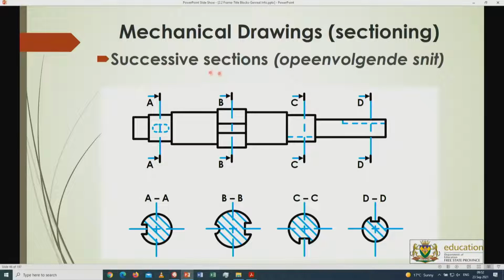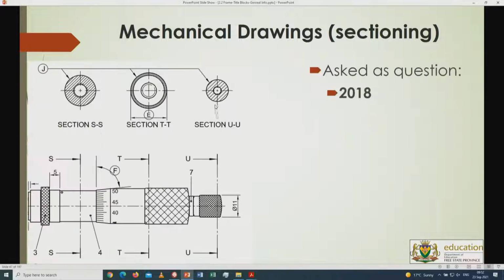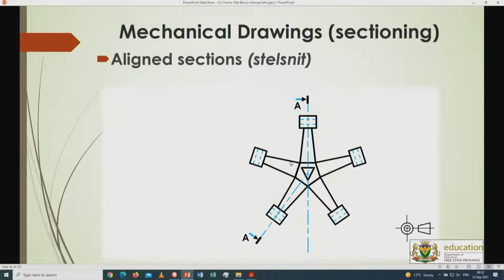This is successive sectioning, op een volgende snit, one after the other one, after the other one, after the other one. So this is what you will see in successive sectioning. It's also been asked in 2018, this type of sectioning, so please make sure about that.